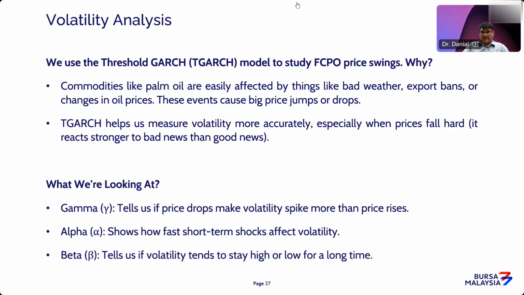All right, so again, we are using an econometric model of threshold GARCH to study the volatility in CPO price swings or returns. Why? Because commodities like palm oil are easily affected by fundamentals like weather, export bans, or changes in oil price. Probably we need to add one more, which is tax competition by Indonesia. I still remember last time when Jokowi was playing around with the tax, it really hurt us at best.